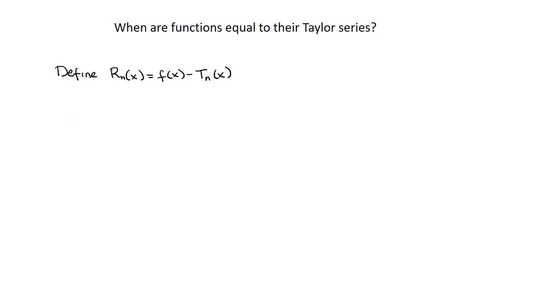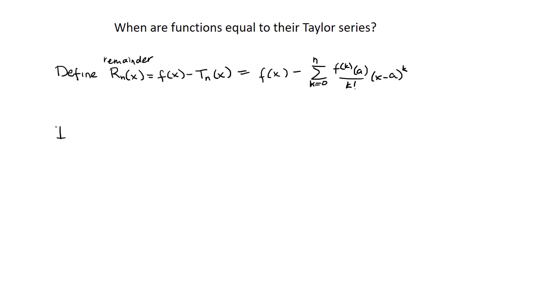Let's define R_n(x), the remainder at x, to be equal to the difference between the value of the function at x and the nth Taylor polynomial at x. So another way of writing this is f(x) minus the sum from k equals 0 to n of the kth derivative at a over k factorial times (x minus a)^k. So this is the partial sum.